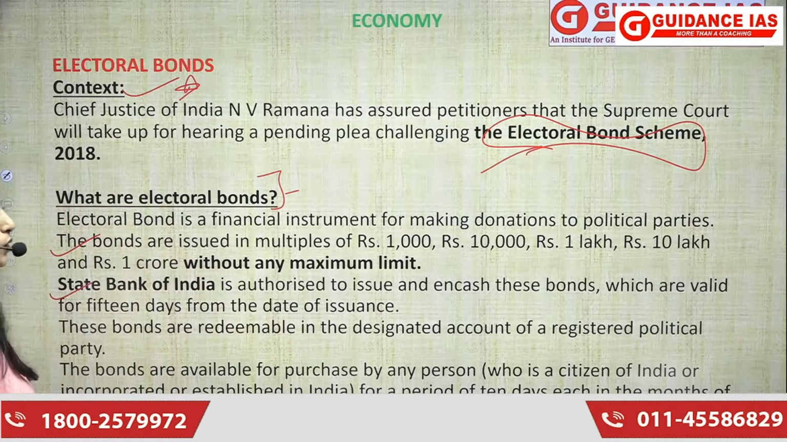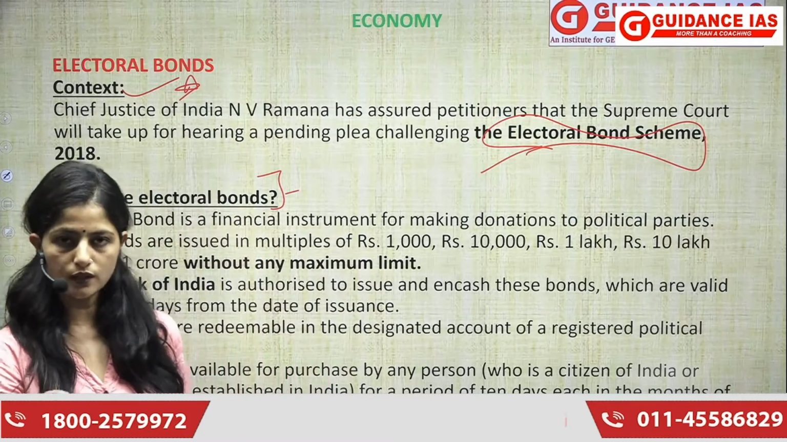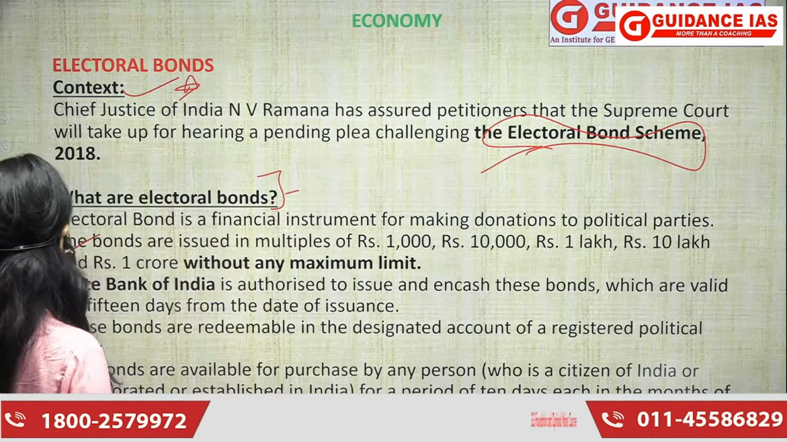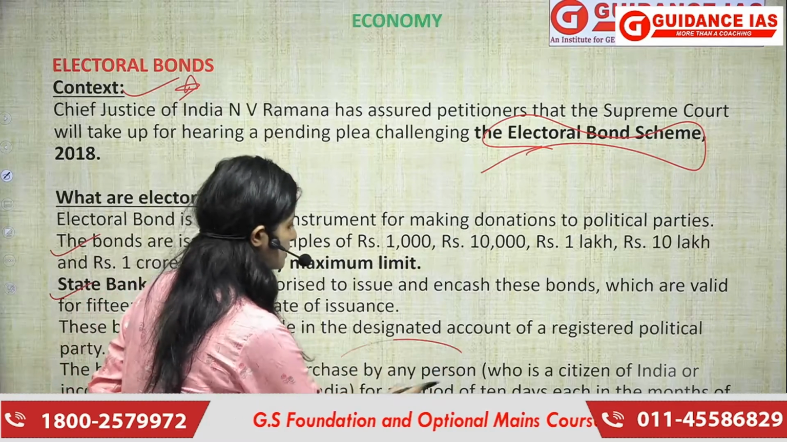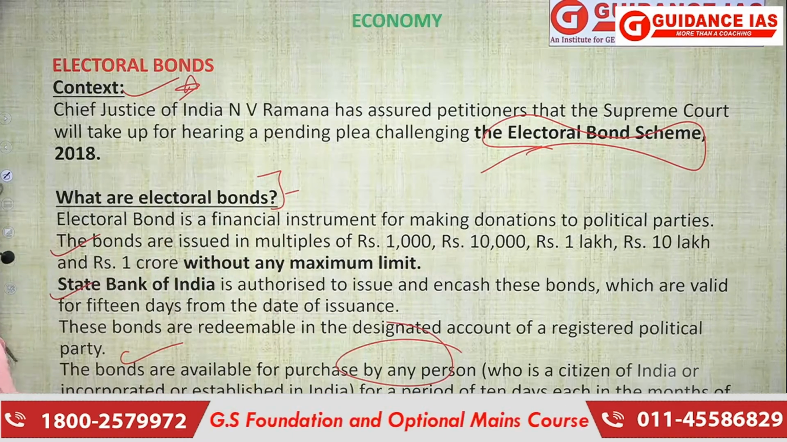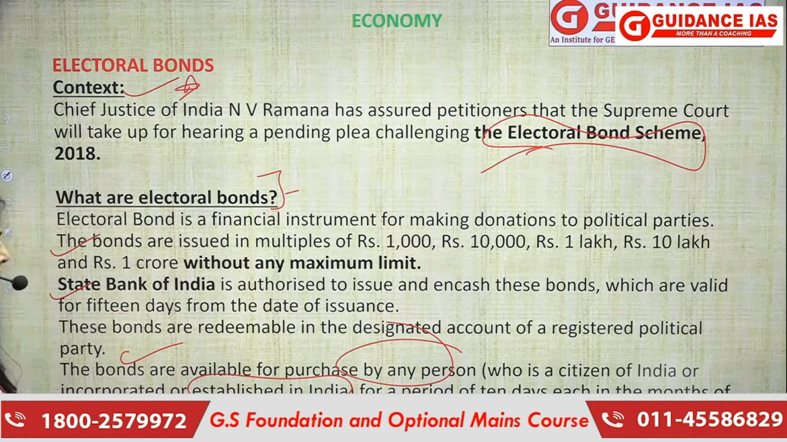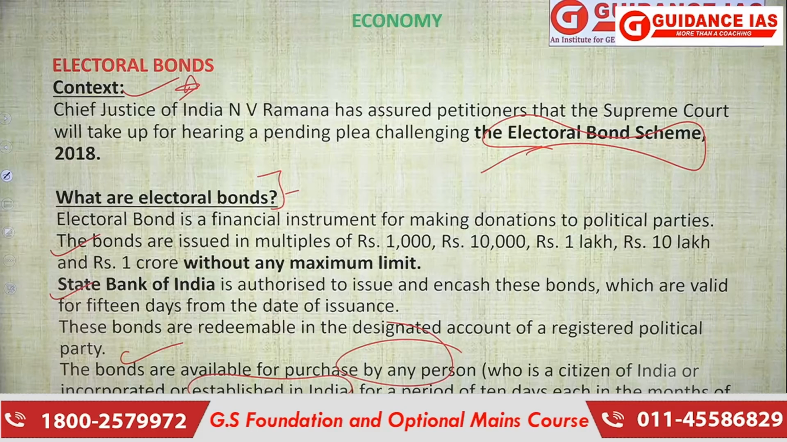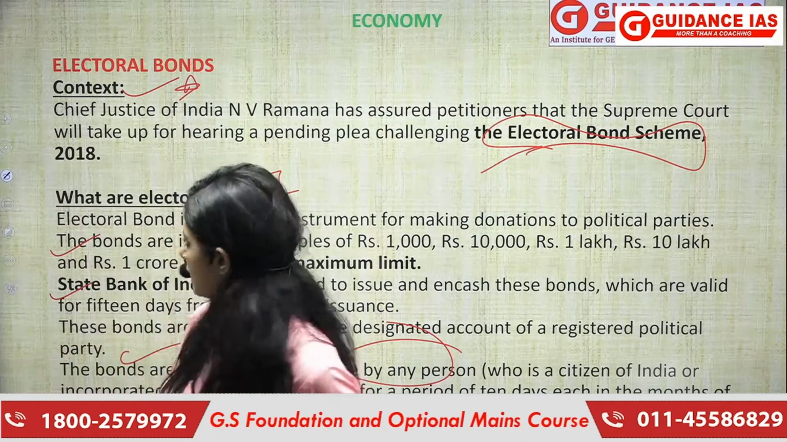Then who is the authority who issues it? So State Bank of India, SBI, is the authority which has been given the power to issue these bonds. Next, if we see, the bonds are available for purchase by any person who is a citizen of India or incorporated or established in India. Okay? So not just the citizen of India, but if he is incorporated or established in India, he can buy this bond for a period of 10 days each in the months of January, April, June and October, as may be specified by the union government.